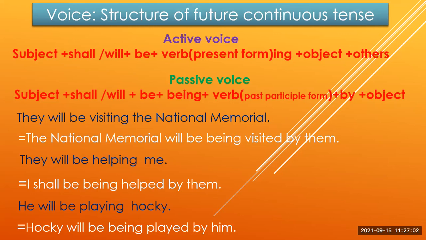So we can say that in future continuous tense, the passive form of the sentence is that at first we have to write subject, then we have to write shall or will according to subject, then be, after that being, and we have to write verb in PP form. Finally, we have to write by plus object.